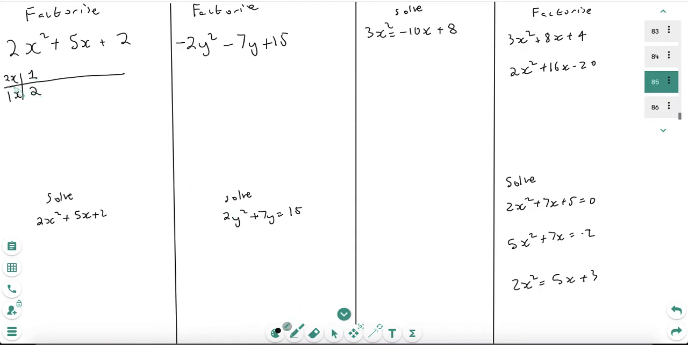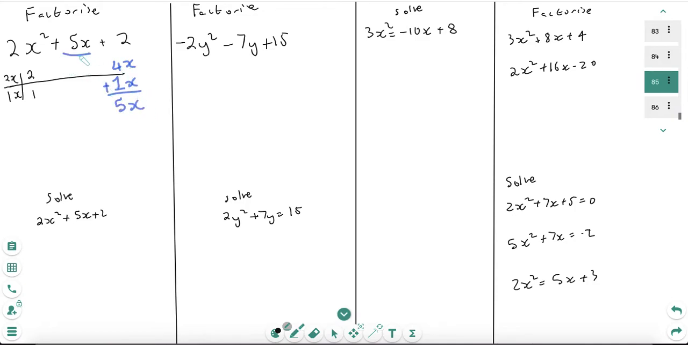First, 2x times 1 is 2x. 1x times 2 is 2x. Combine those. 2x plus 2x is 4x. Does that match with the middle? No, so not quite that. So why don't I do 2 on top and 1 on the bottom. So 2x times 2 is 4x. 1x times 1 is positive 1x. 4x plus 1x is 5x.